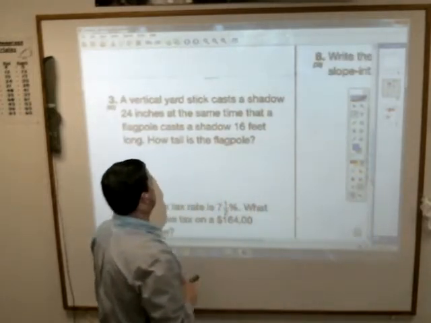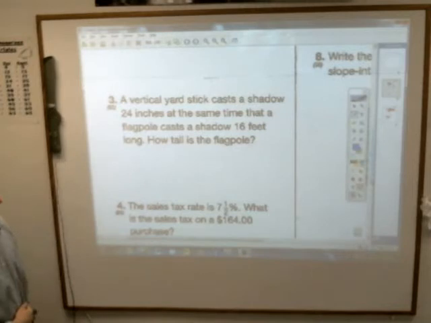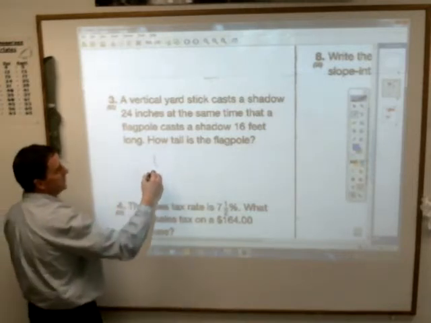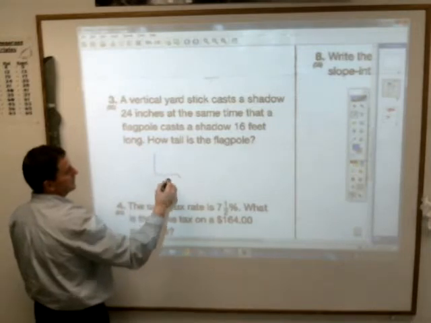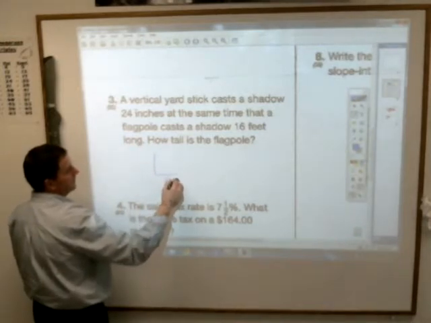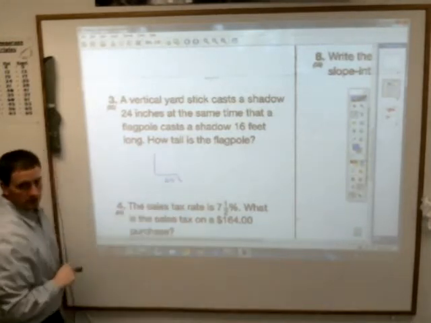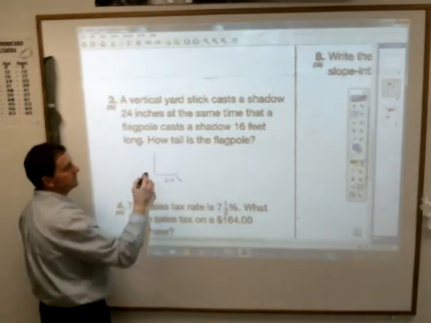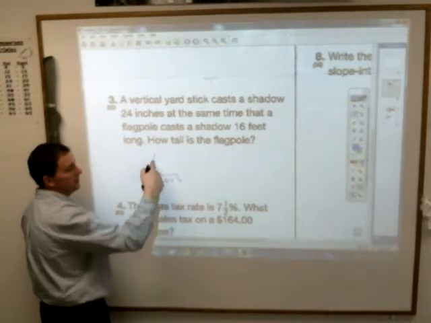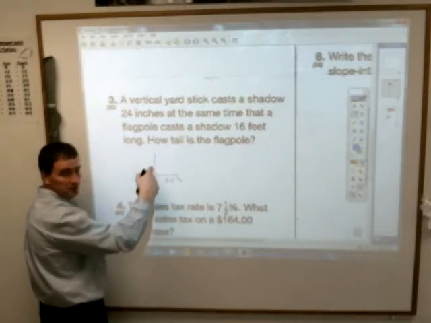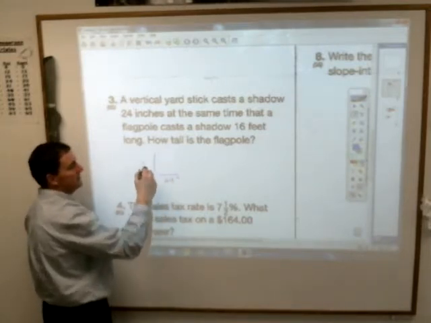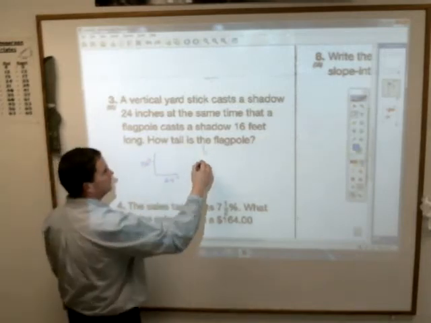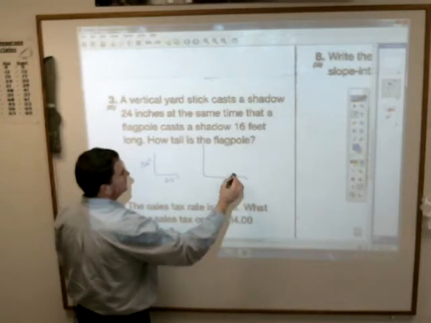Oh, number 3 is a good one to do. A vertical yardstick casts a shadow 24 inches. So you've got this yardstick stuck in the ground, casting a 24-inch shadow. How tall is a yardstick there, Luke, or Nathaniel? 3 feet, I think. Yeah, but since this is in inches, these dimensions have to be in the same unit of measurement. Since this is in inches, this needs to be in inches as well. 36. Right. And then you've got a flagpole that casts a shadow too.